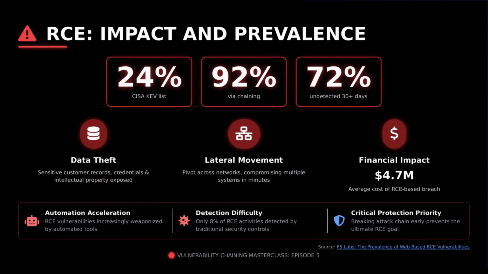So what's the real-world impact? Sensitive data theft, lateral movement into internal networks, financial cost averaging $4.7 million per breach. And here's the kicker. Only 8% of RCE chains are detected by traditional defenses. That means defenders are blind to 92% of attacks.